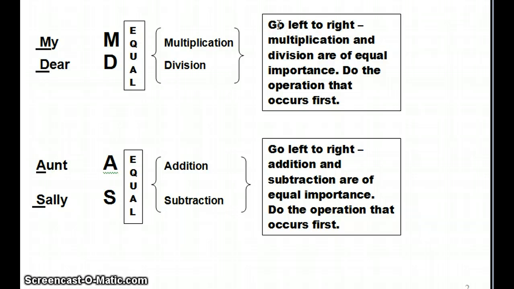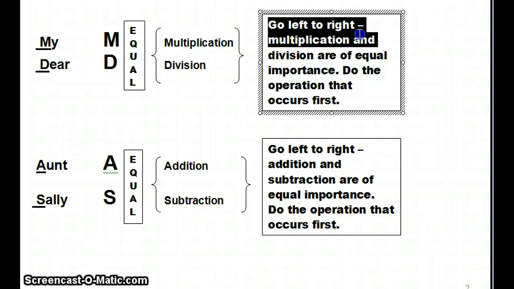What matters is, as you go from left to right, the one that you see on the left is the more important. Multiplication and division are of equal importance. And then lastly, addition and subtraction is the Aunt Sally. Again, addition and subtraction are of equal importance. The one that is more important is the one that's on the left.